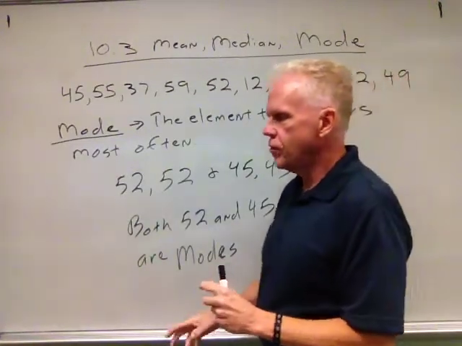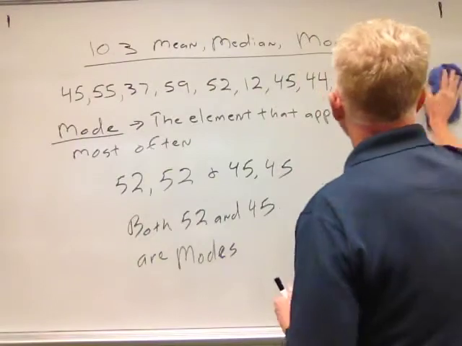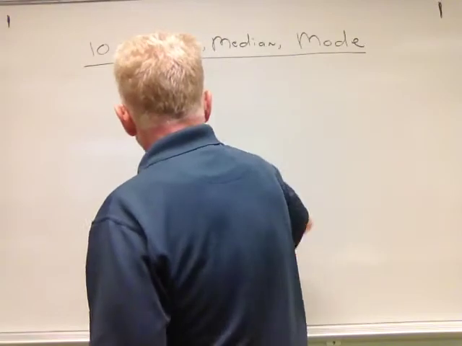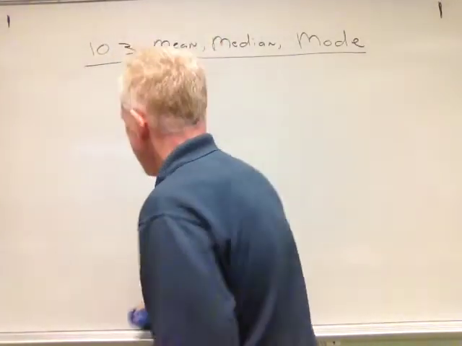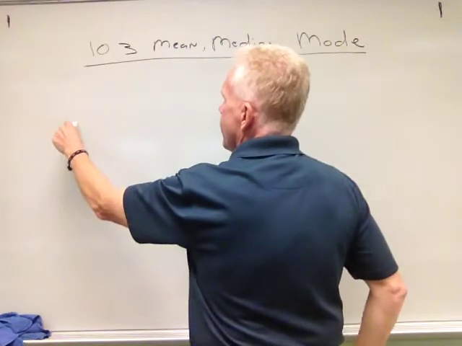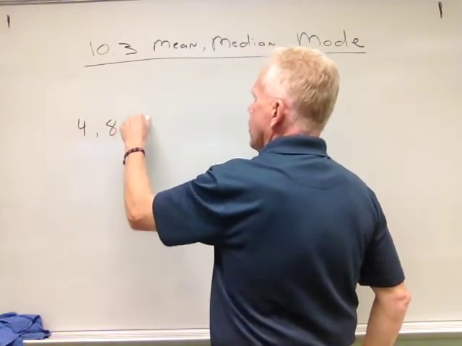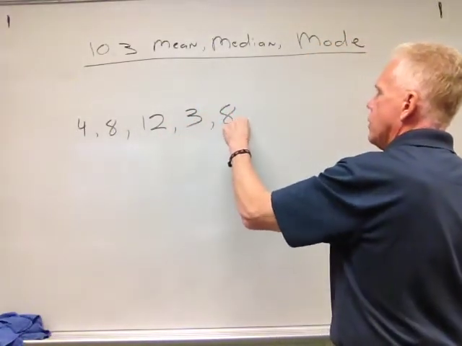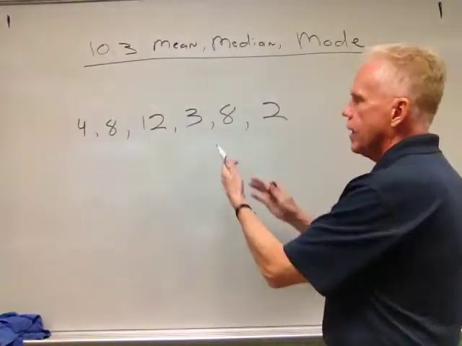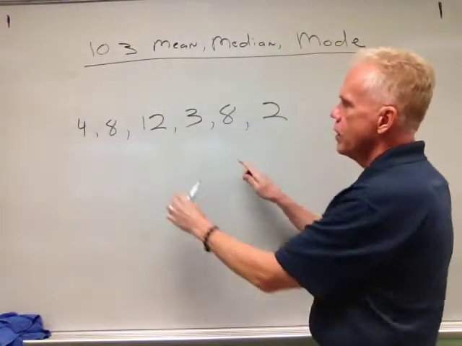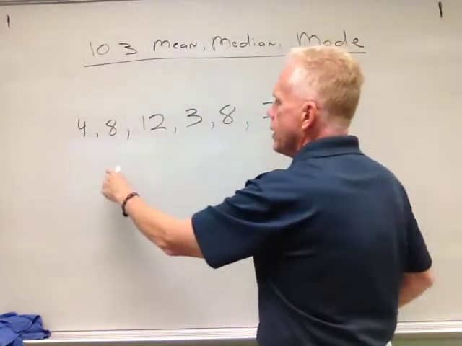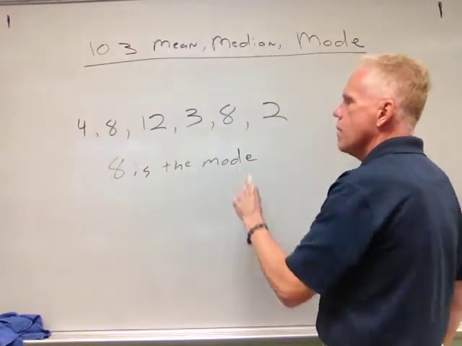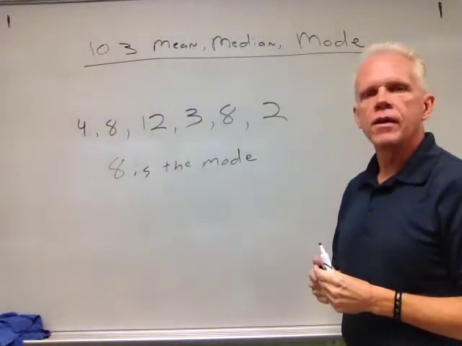Let me give you another couple of examples of mode just to kind of clarify that a little bit. We're going to change our data up a little bit now. Okay, so this time, let's just take 4, 8, 12, 3, 8, 2. Well, in that set of data, it's pretty straightforward. The 8 appears more than anything else. 8 is the mode. Just got one mode, only one number appears more than the other numbers.